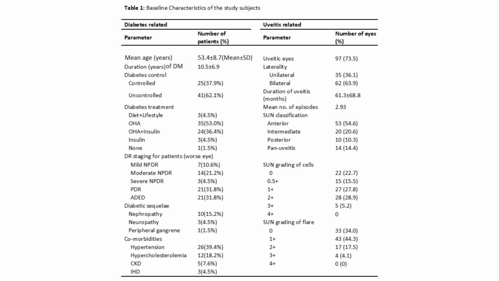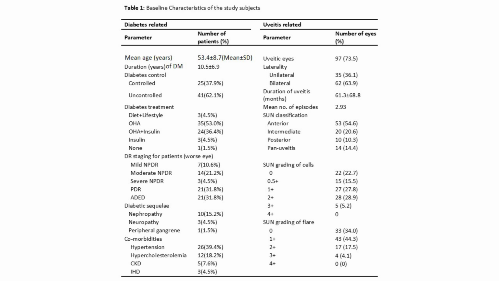Coming to our results, the mean age of our patients was around 53 years. The duration of diabetes was around 10.5 years mean. Most of the patients had uncontrolled diabetes, that is 62% of our cohort patients. Most of the patients were on oral hypoglycemic agents for treatment of diabetes with or without the addition of insulin. In terms of diabetic sequelae, 10 patients had nephropathy, 3 had neuropathy, and 1 patient had peripheral gangrene. Hypertension was the most predominant comorbidity associated in these cases. Around 39% of the patients had hypertension.